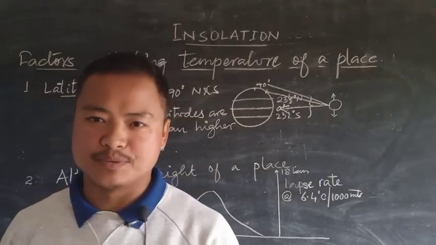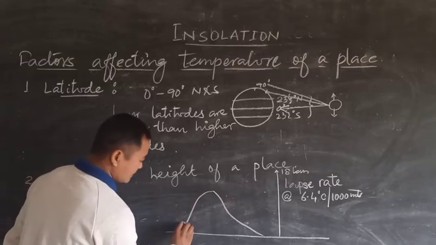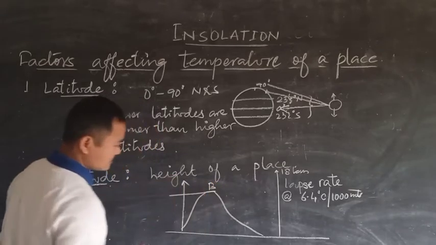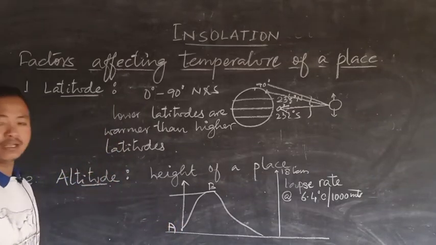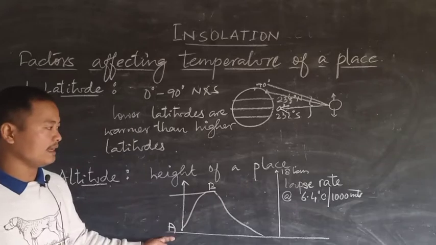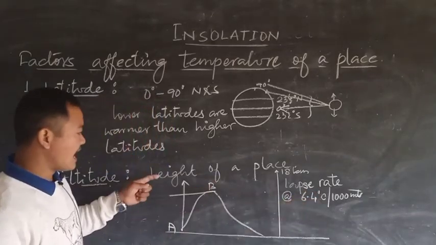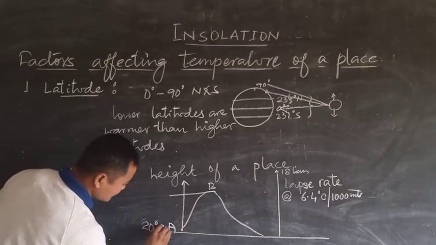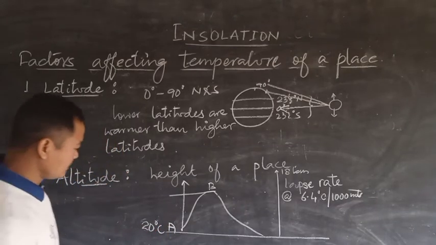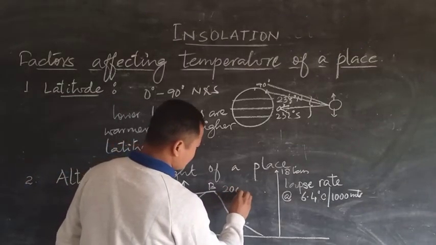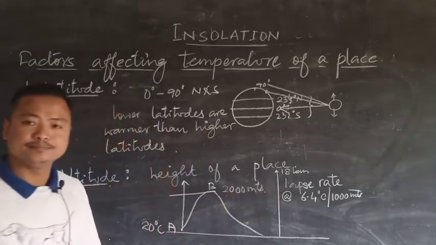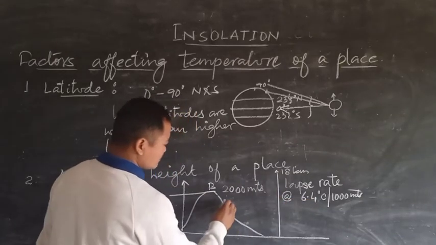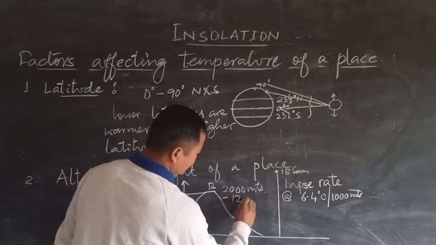So this is where the temperature decreases, and in the case of altitude we find the same: when we increase in height with land masses, the temperature changes. Let's consider this to be point B and this point A. The temperature at point B will be less than at point A because of lapse rate, as point B is higher than point A. So if you consider 20 degrees centigrade at point A and point B is 2000 meters above point A, then at 6.4 degrees centigrade per 1000 meters, the temperature decreases by 12.8 degrees centigrade.